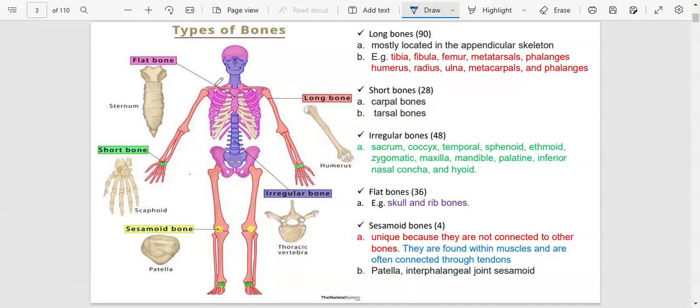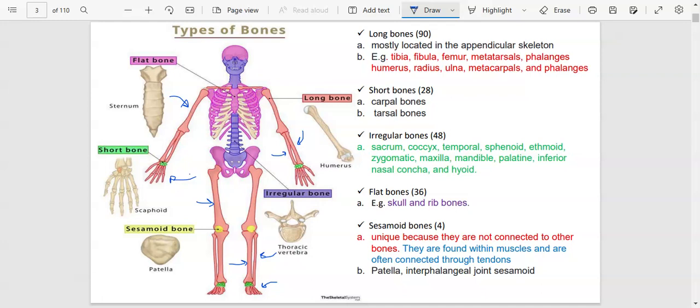So the long bones, we can clearly see that this bone here is long, this bone here is also long, and then we have these two bones here, which are also long. We also have on the legs these two bones, which are also long, and these bones on the feet, they are also long. So these are what we call long bones.